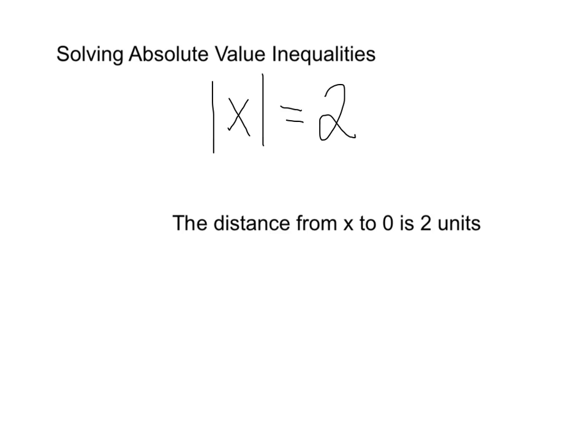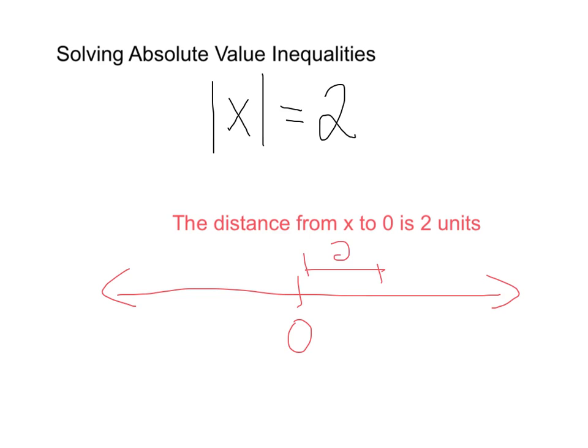So how would that look on the number line? All we do is draw the number line. Our starting point is 0, and we would go 2 units in either direction. 2 units here, 2 units here, and we would get 2 or negative 2 as our solution for x. But what about for an inequality?